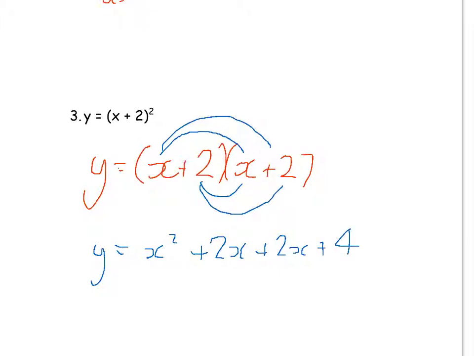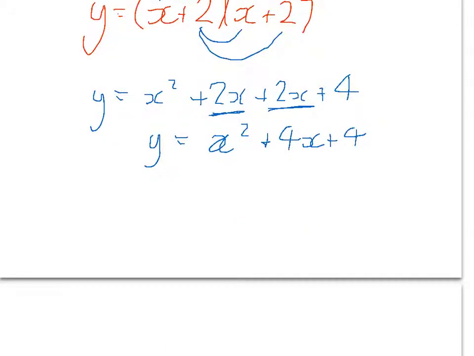Now remember, we can only collect together this 2x and this 2x, so that becomes 4x, so x squared plus 4x plus 4. Now we can differentiate. So remember, you multiply by the power, so dy by dx is 2x plus 4.